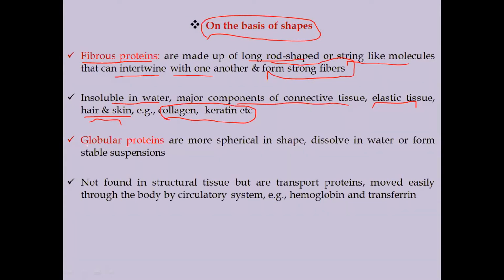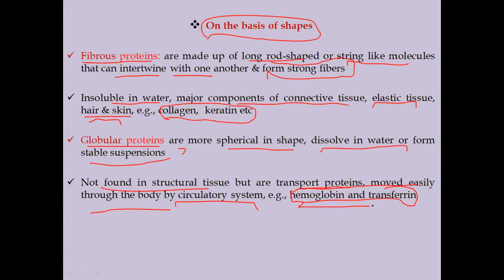The next type is globular proteins. Globular proteins are more spherical in shape and they dissolve in water or form stable suspensions in water. So these are known as globular proteins. Globular proteins are not found in the structural tissues but are transport proteins, because they move easily throughout the body with the help of the circulatory system. Examples of globular proteins are hemoglobin and transferrin, which we know already.